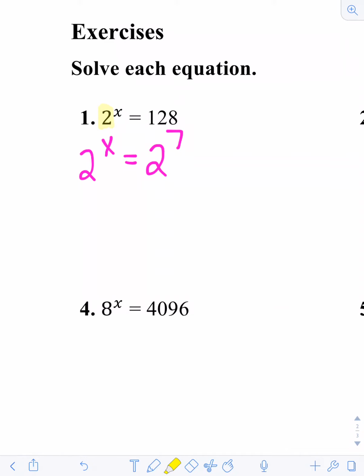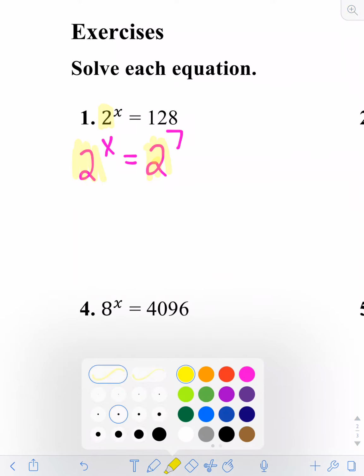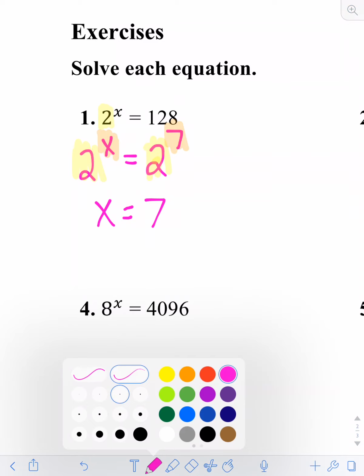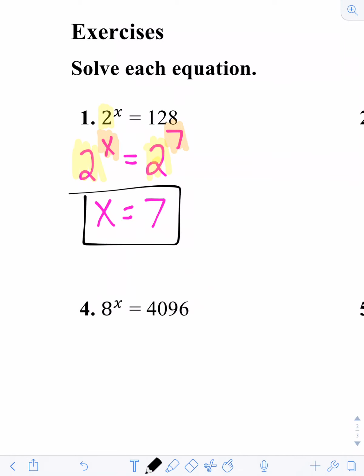So now you can see your bases here are the same. So what I want you to focus on are your exponents. My exponents here, I have x is equal to 7. And in this case, this was a pretty nice one because you already solved your equation. So you're done. x equals 7.